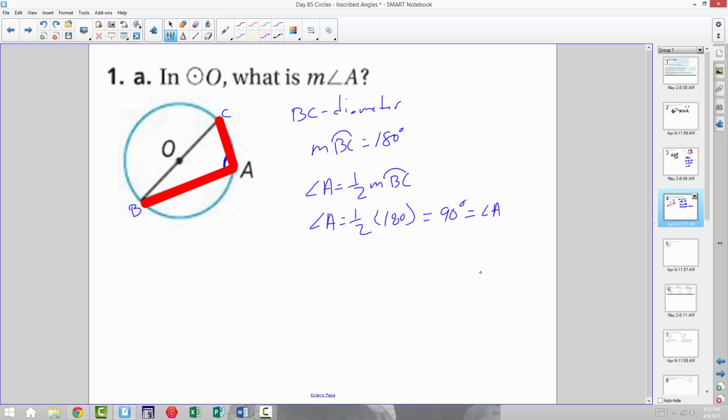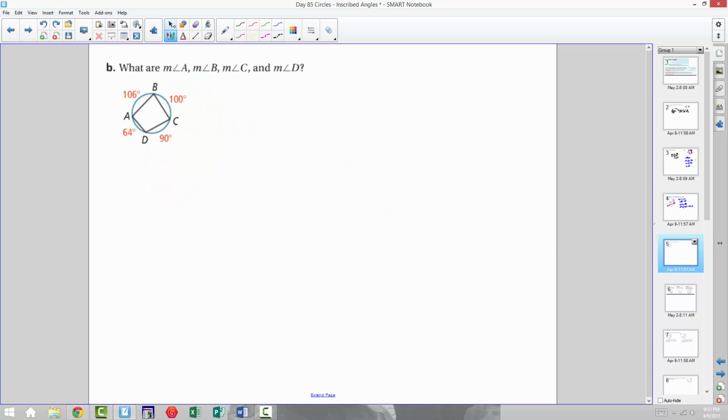So inscribed angles, find the intercepted arc, and it's half of it. If you have the intercepted arc, okay, you can find the inscribed angle. If you have the inscribed angle, double it to get the intercepted arc. So let's try another one.